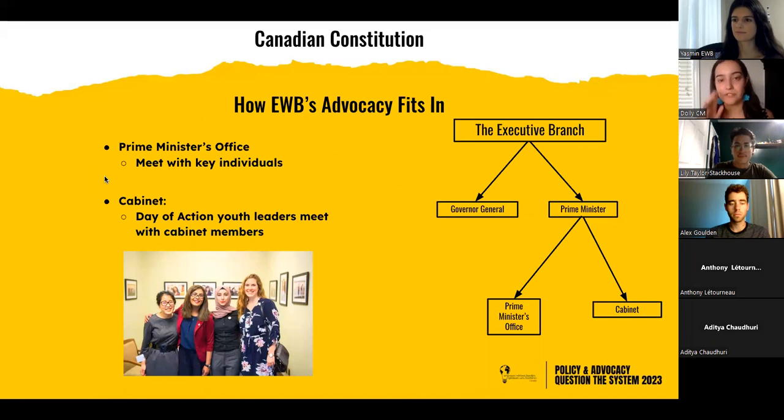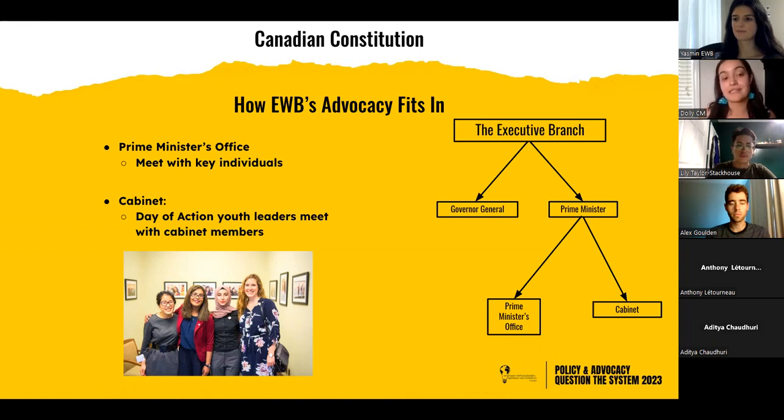So how does EWB's advocacy fit in? Within the Prime Minister's office, we really do need to meet with key individuals. It's really interesting because Engineers Without Borders is a coast to coast organization. That means there are key individuals that different chapters can meet with that can advocate on our behalf, specifically within the context of their region. So we can speak to their Atlantic advisor as well as their Prairies advisor, and the more people we meet with within PMO about our cause, the more likely it is to be like, oh, I've heard this from this region of the country as well.